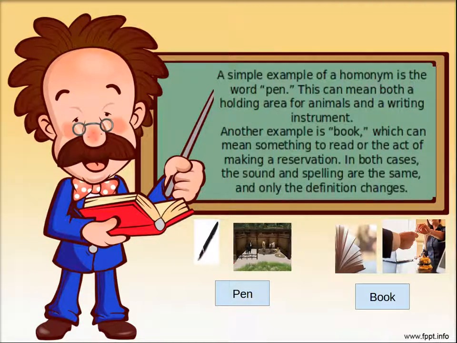Let's see some examples. A simple example of homonymy is pen. This can mean both a holding area for animals and a writing instrument. Another example is book, which can mean something to read or the act of making a reservation. In both cases, the sound and spelling are the same and only the definition changes.